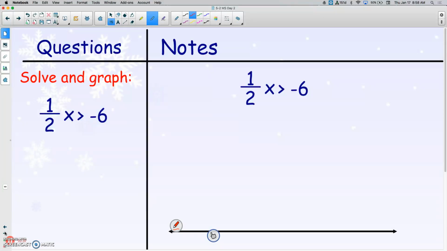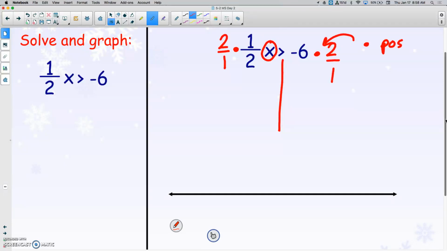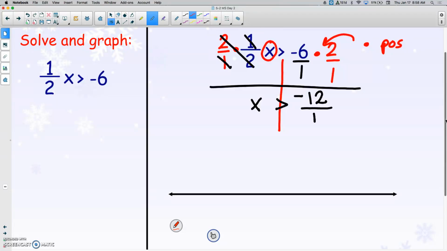My next example has a fraction again. So I'm going to do the same thing this time. Multiply by the reciprocal. So the reciprocal of 1/2 is 2 over 1. I'm multiplying by a positive, so I do not need to flip my symbol. Cancel the 2's, cancel the 1's. Put a 1 underneath the negative 6 and multiply straight across. Negative 6 times 2 is negative 12. 1 times 1 is 1. So negative 12 divided by 1 is negative 12.